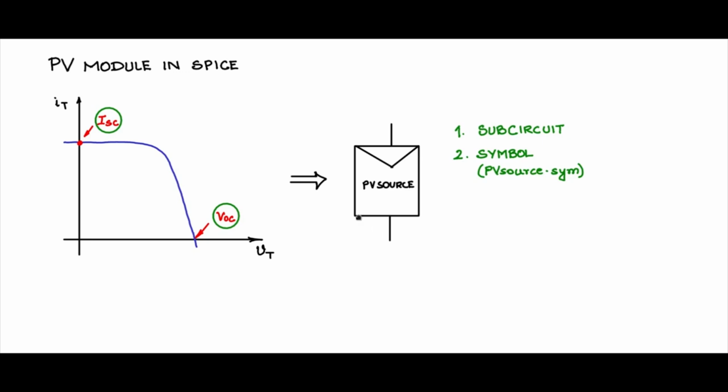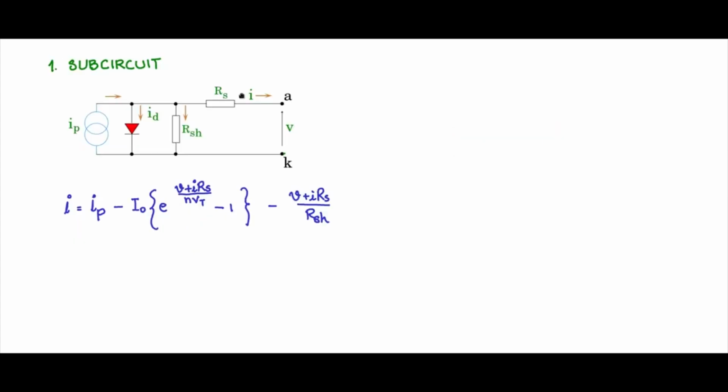Then we will have the model of PV source, and then we can use this model of the PV source as a component within the SPICE and along with all other components, for example the components in the DC-DC converter, and simulate the entire system. Now let us first generate the PV source model.